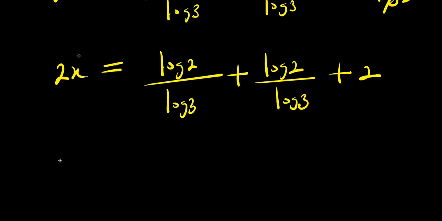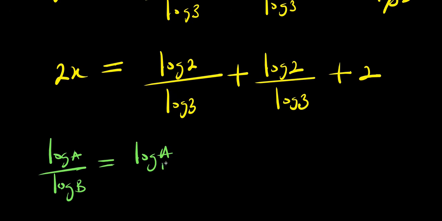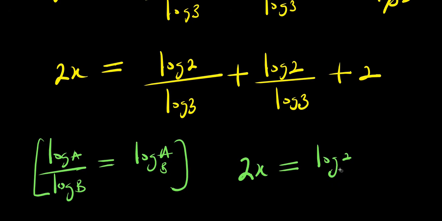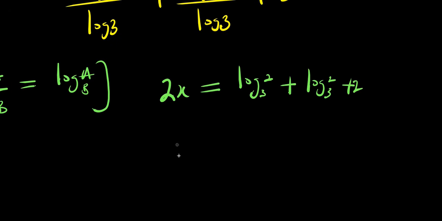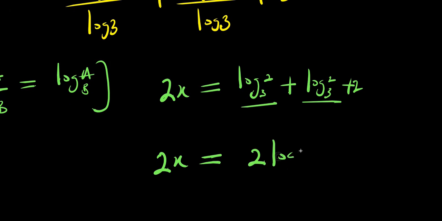So remember, we have log A divided by log B. This equals log A to the base of B. So from here, you have 2x equals log 2 to the base of 3 plus log 2 to the base of 3 plus 2. This is 2x equals 2 log 2 to the base of 3 plus 2.